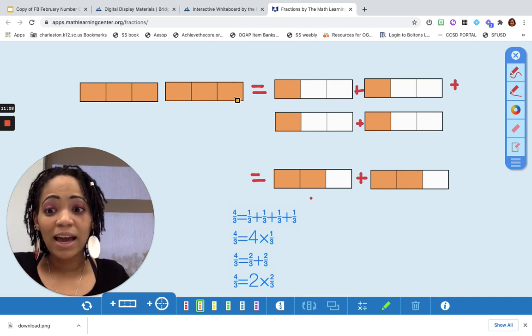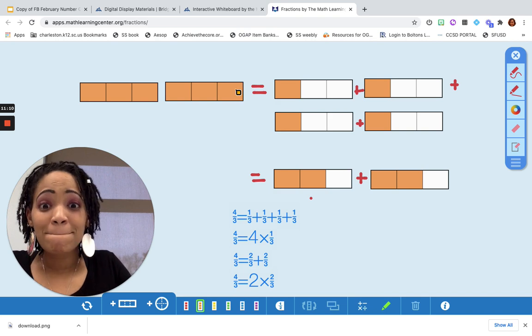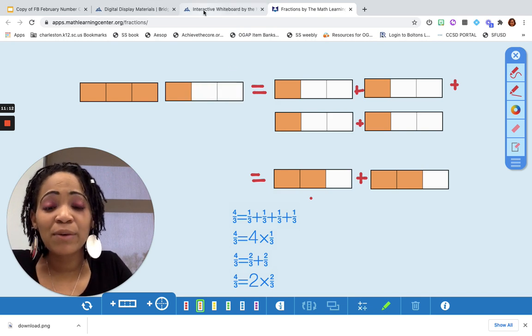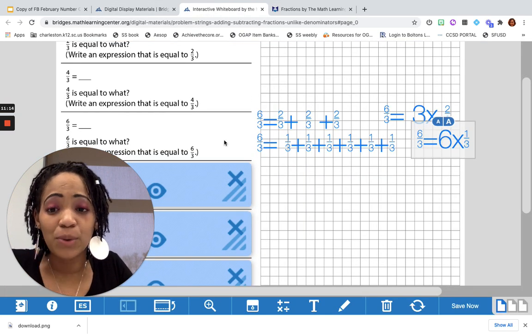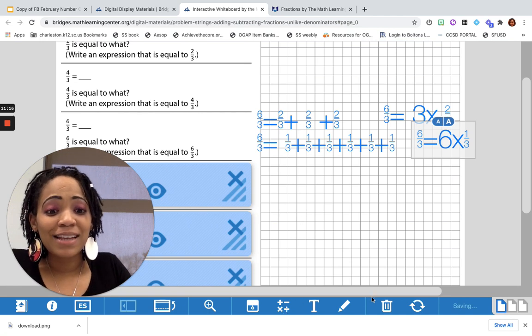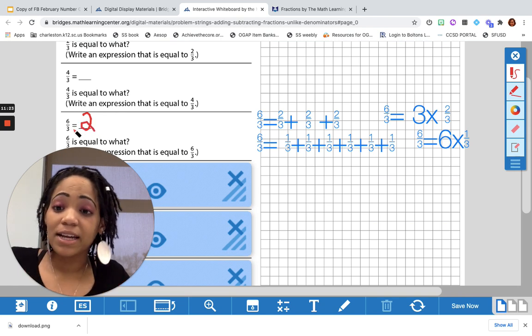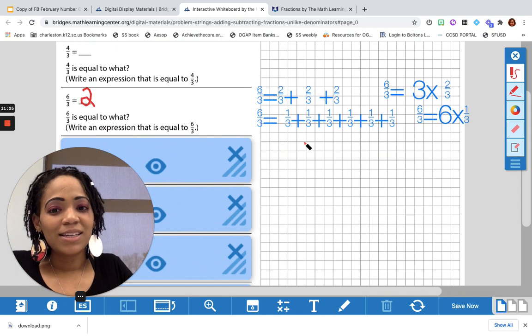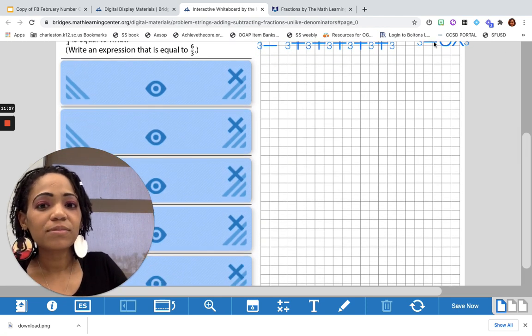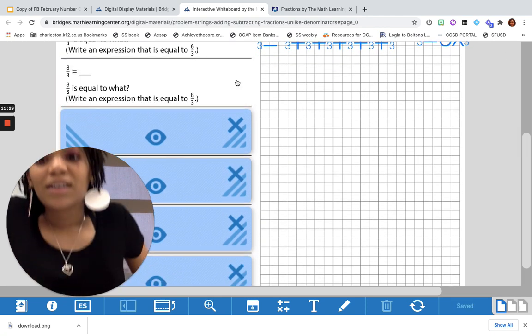Now I know that I have what? I have 2 wholes. If I were to add 2/3 to 4/3, it's also the same thing as saying 2. And I'm just going to write 2 here, because we can think about it as 6 divided by 3. 6 divided by 3 is indeed 2.